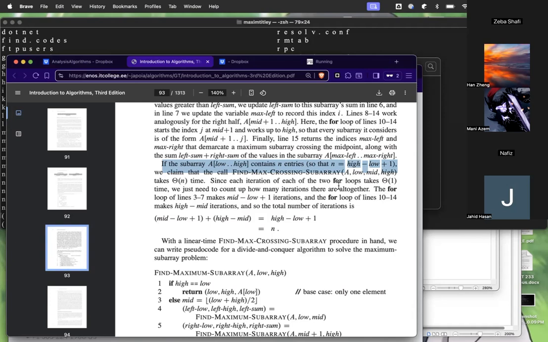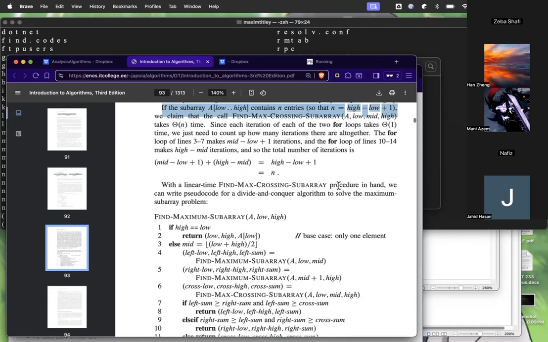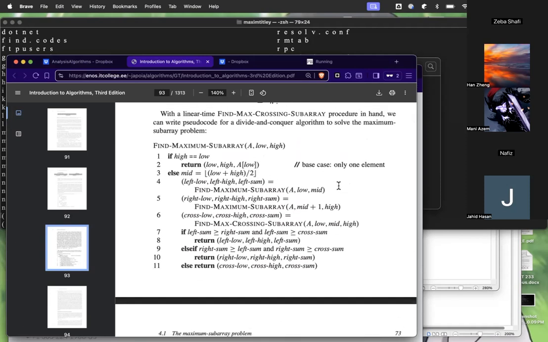Since each iteration of each of the two for loops takes constant time, we need to count up how many iterations there are altogether. All right. So that is how that works. But now let's see what the actual answer was and how we break it down systematically.